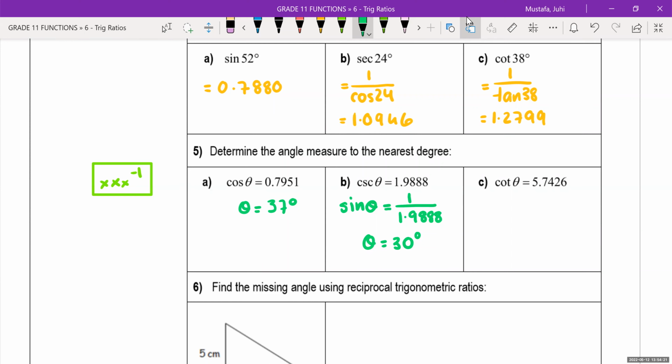For the next one, this is going to be tan theta is equal to 1 over 5.7426. So we're going to go tan inverse, and it's going to be 1 divided by 5.7426. And if you round it to the closest whole number, I'm getting 10 degrees for that one.